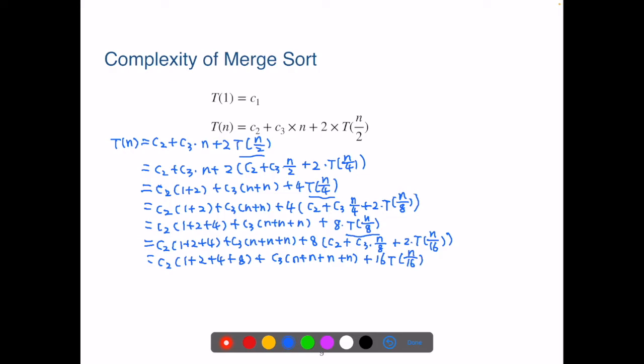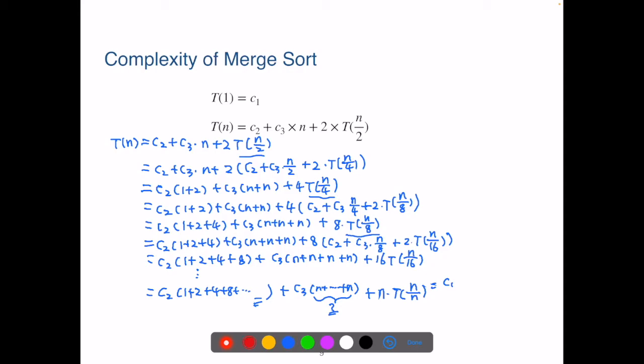Okay, so now we know the form. Eventually we'll get to C2 times 1 plus 2 plus 4 plus 8, and we'll stop at some point. We'll decide what the last number is. And then we have C3, we have a bunch of n's. We'll know how many n's we have. And we have n times T(1), and we know that's a constant, C1. So now we just need to figure out how many n's we have, and then what's the last term.